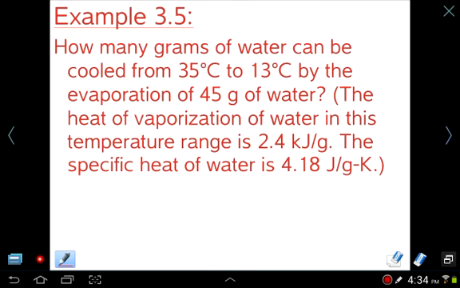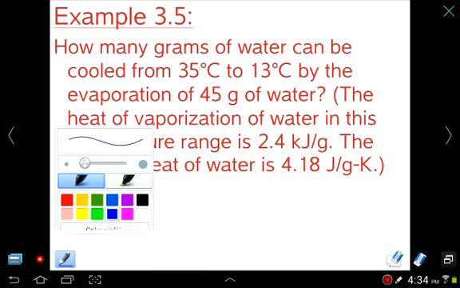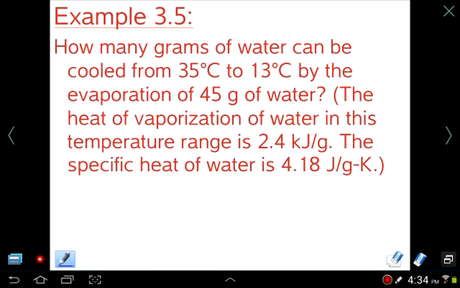So we could take a look and ask a question something like this: how many grams of water can be cooled? This is kind of the canteen question. From 35 degrees C to 13 degrees C by the evaporation of 45 grams of water. And the heat of vaporization of water is given as 2.4 kilojoules per gram, and the specific heat is given as 4.18 joules per gram degree Kelvin.